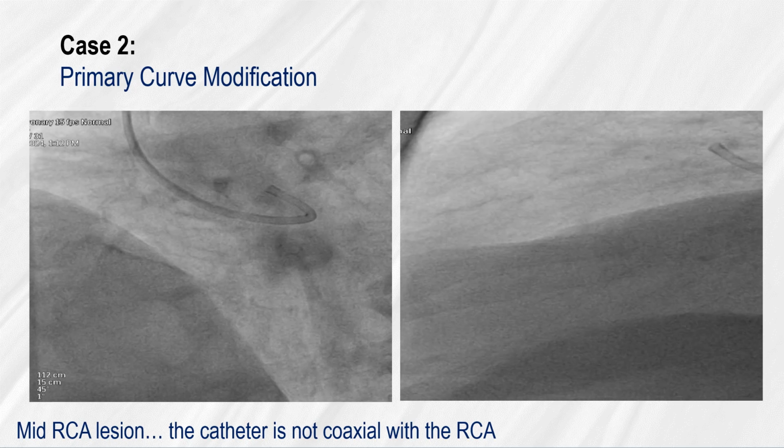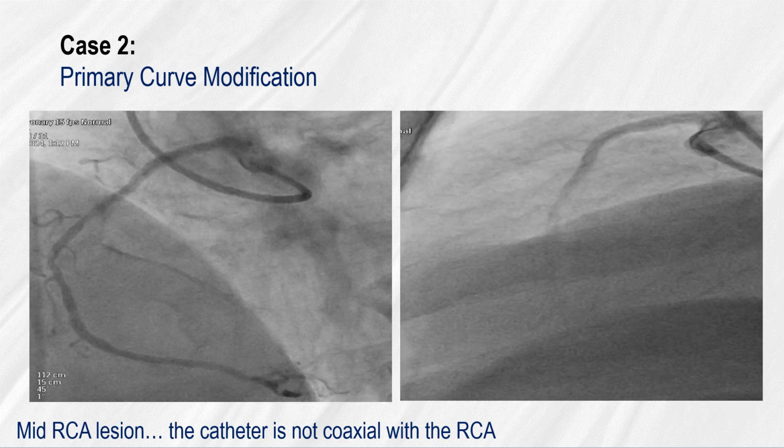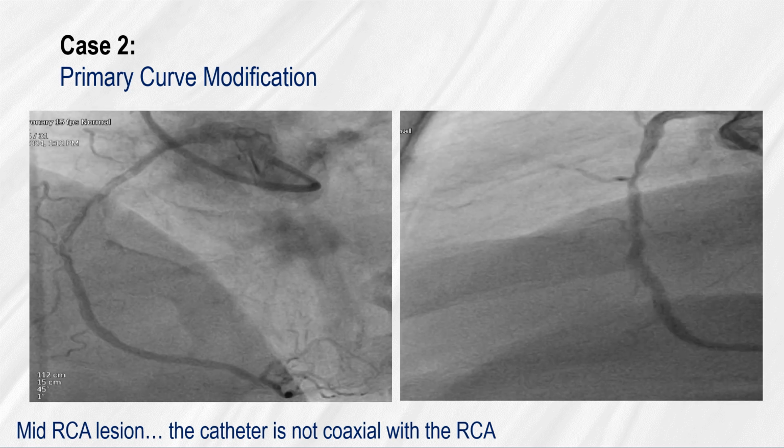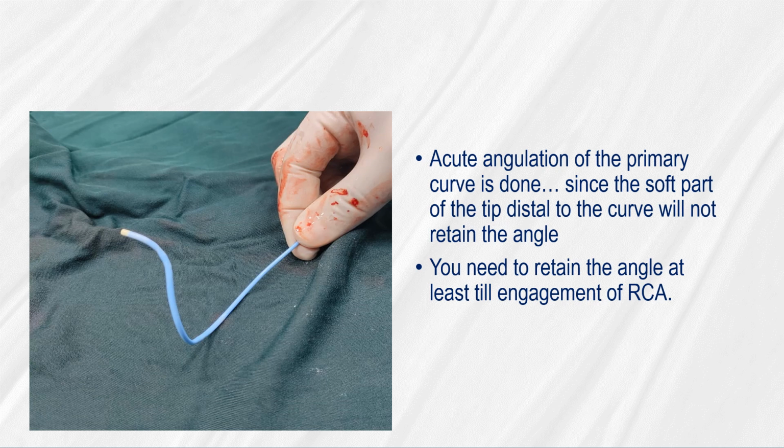In the second case, I used primary curve modification. There is a mid-RCA lesion and the catheter is not coaxial with the RCA. Acute angulation of the guidewire may help in deep seating of the catheter in the left sinus before pushing it towards the anomalous RCA. Then acute angulation of the primary curve is done, since the soft part of the tip distal to the curve will not retain the angle. You need to retain the angle at least till engagement of the RCA.